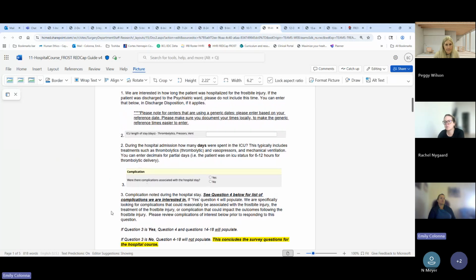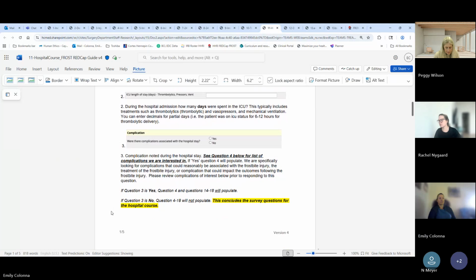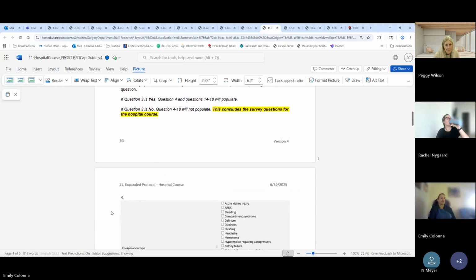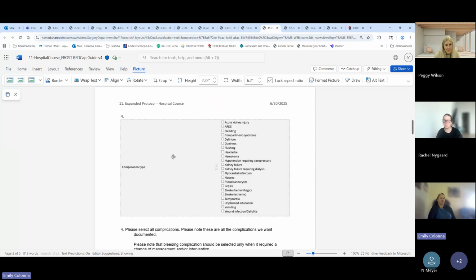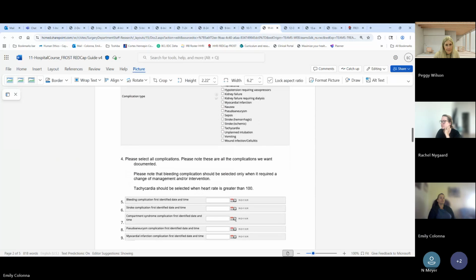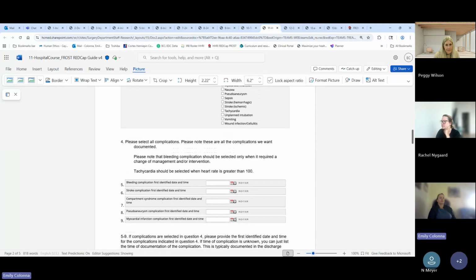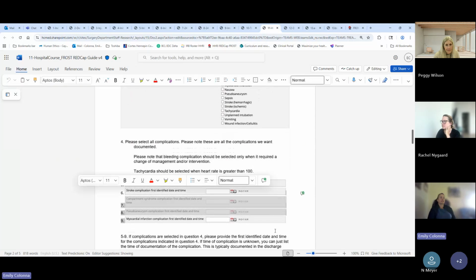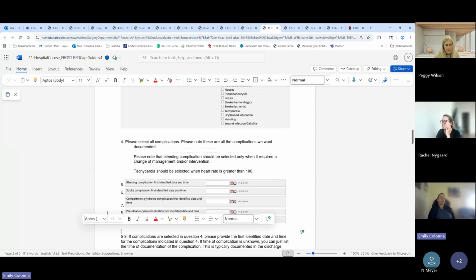Were there any complications during the hospital stay? If no, then that concludes this survey. If yes, we'll ask some more questions. What was the complication type? We have a long list to pick from. Based on what's selected above, there might be some follow-up questions about when it was first identified for bleeding, stroke, compartment syndrome, pseudoaneurysm, and MI.